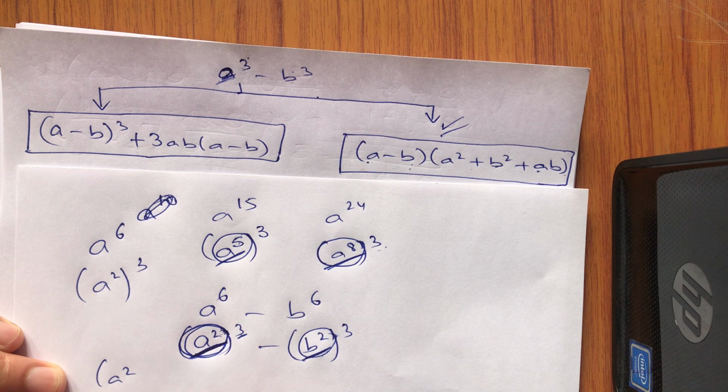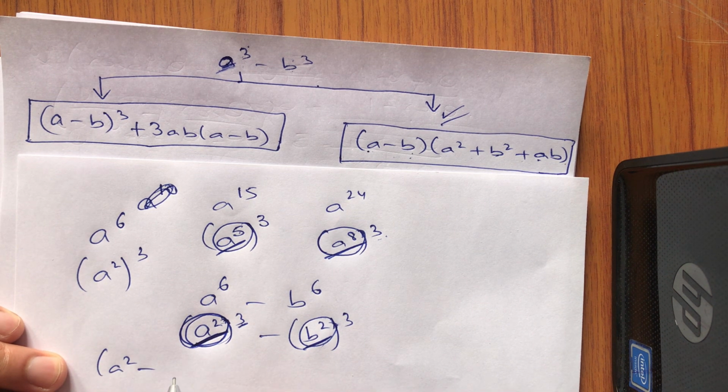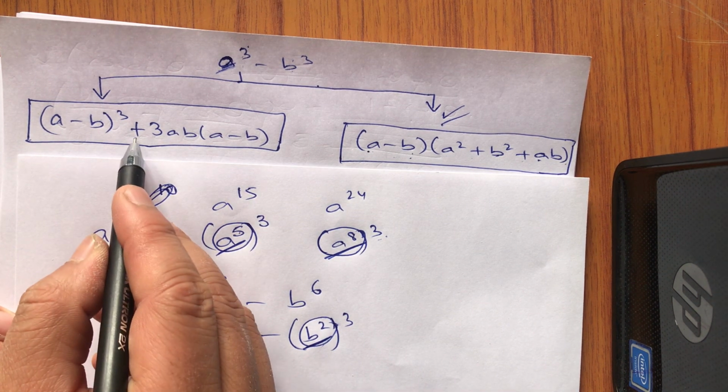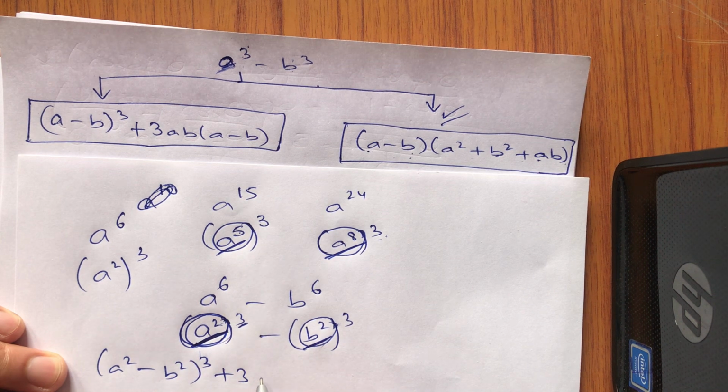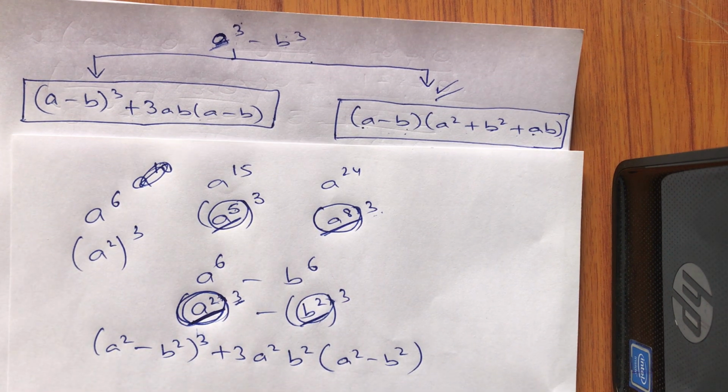So I'll write it as this becomes A now, minus this becomes B, and then we have A cube plus 3AB, plus 3, and then we have an A and we have a B, and then bracket A minus B. That's how we go ahead and apply the formula for this one.